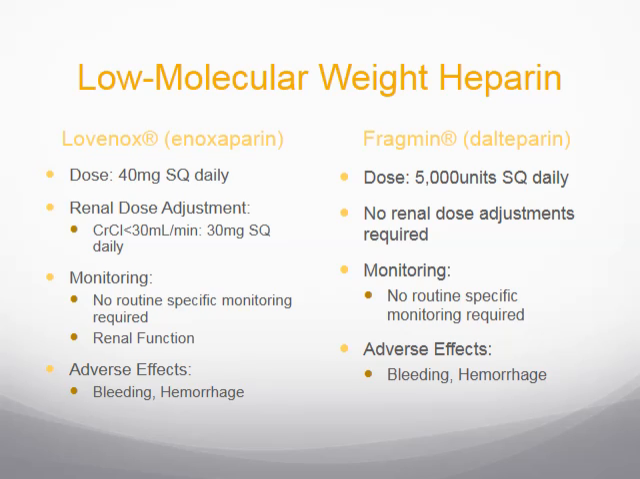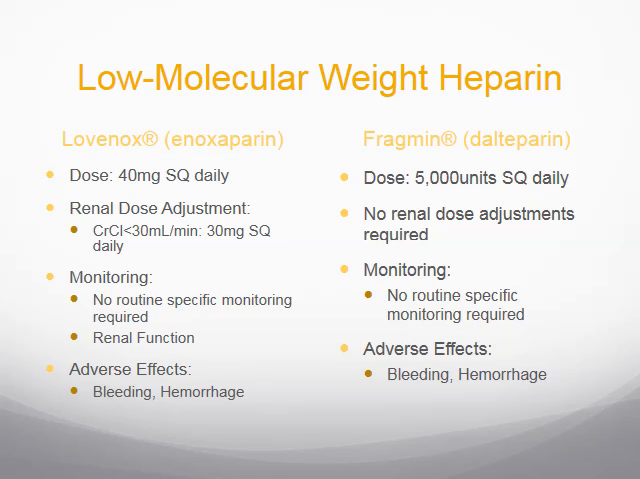This is a good low molecular weight heparin as an alternative to Lovenox because it doesn't require renal dose adjustments. It is dosed at 5,000 units sub-Q daily, which is the same as the heparin dosing, so that could be easy to remember, but also easy to confuse. Again, no monitoring and the same adverse events because we are preventing clots.